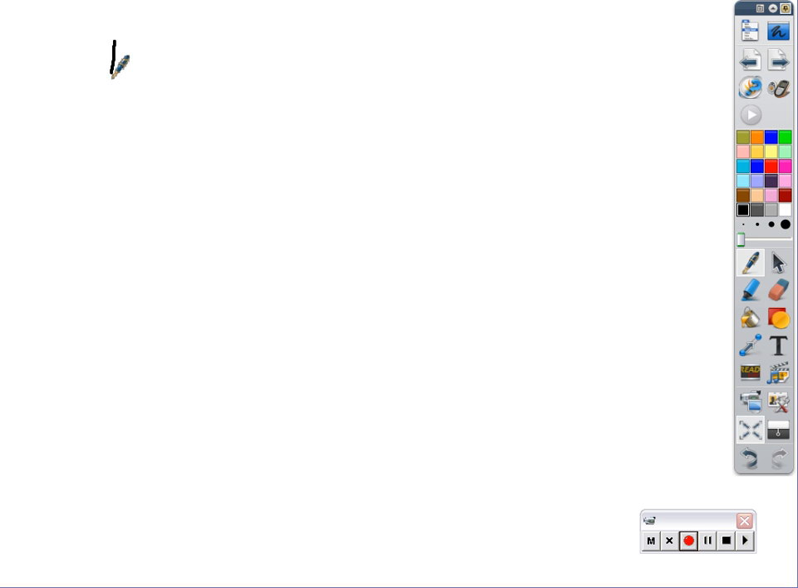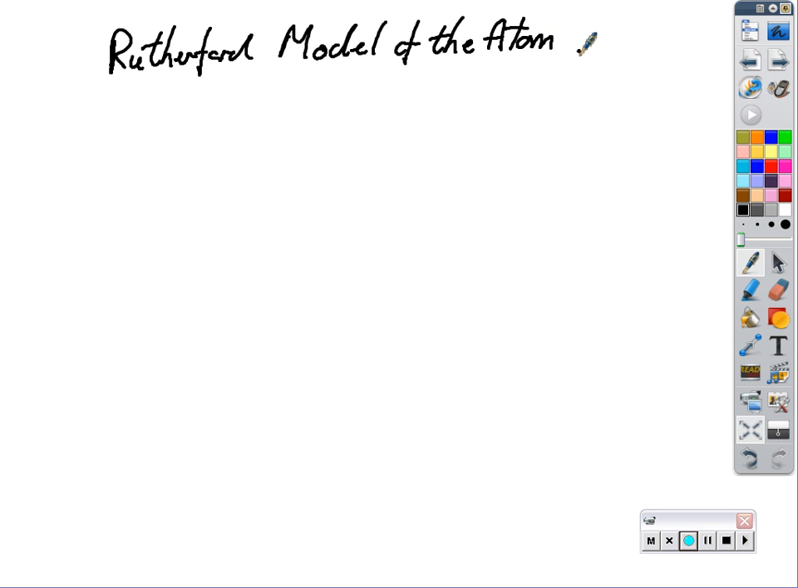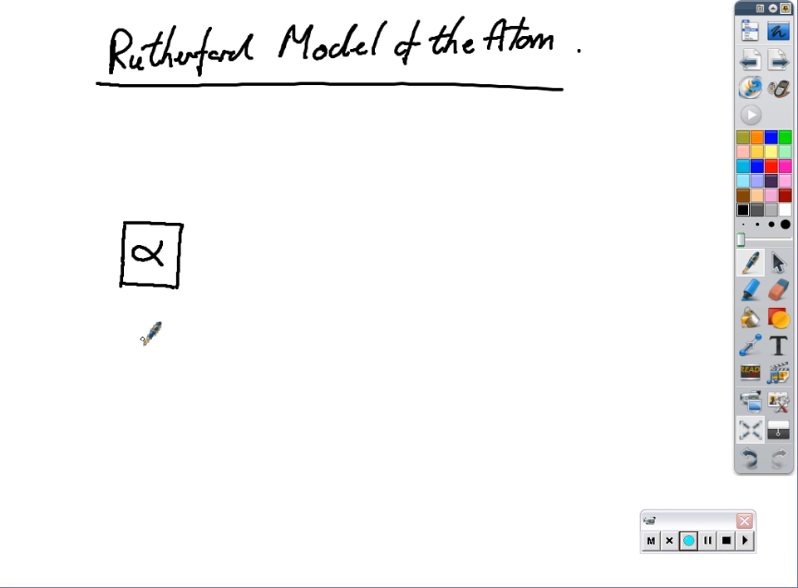Right, so let's take the heading: Rutherford model of the atom. Now, there's lots of history behind this. Lots of other people came up with different models of how they think the atom looked, but this is the one that stuck. This is the one that makes sense. So how he started off, he took an alpha source, a source of radiation. Now remember, an alpha source is 2 protons and 2 neutrons. So it fires out a positive piece of charge, a positively charged particle.